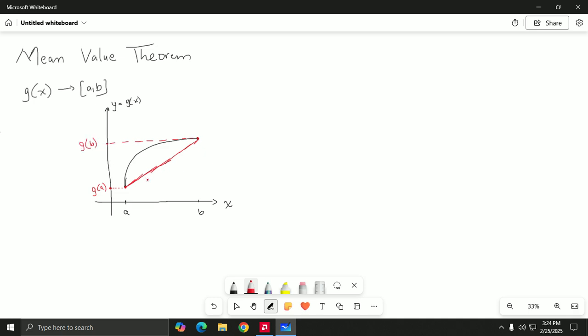All right. And the average rate of change is just going to be the slope of the secant line, and that is going to be g of b minus g of a. That's the change in y. Over b minus a, and that is the change in x. That is called the average rate of change of this function between the points a and b. And now what does the mean value theorem say?